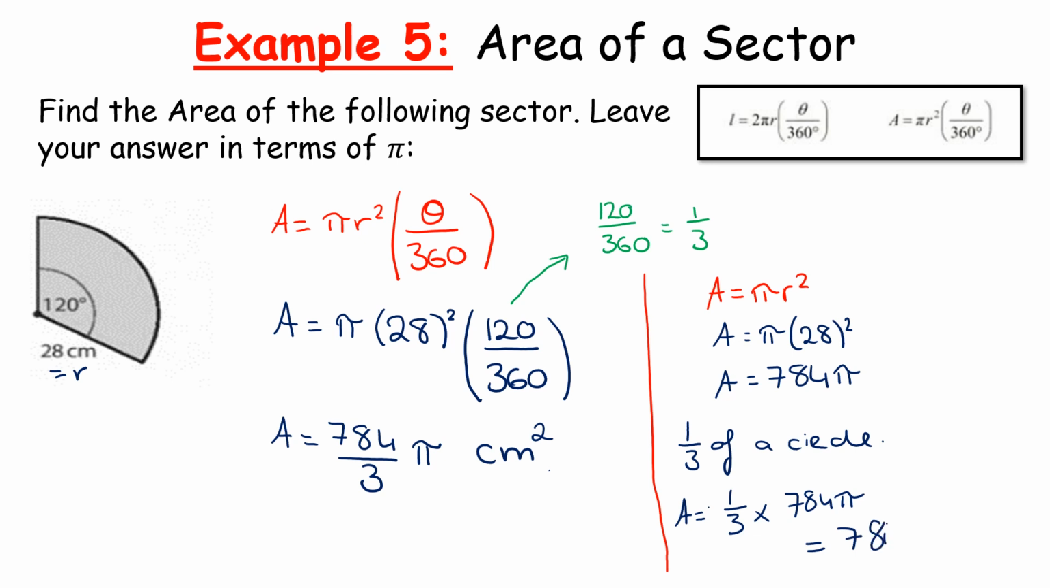So 784 over 3 pi centimeters squared. So if you prefer, if this is the way you've learned how to do it, that is absolutely fine. I like the formulas because you've less thinking to do in an exam situation.